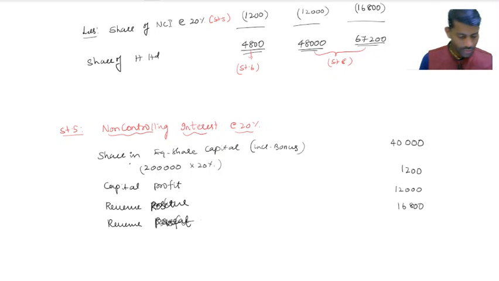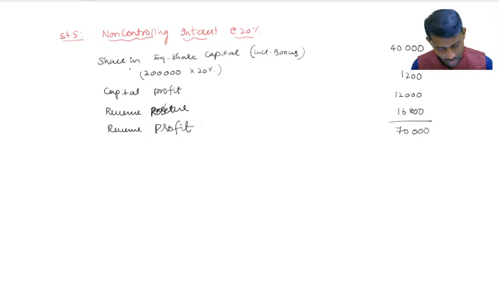Revenue profit. Now, so this amounts to 70,000. Yes, sir, 70,000. So for this, my dear friends, you have to look out here.